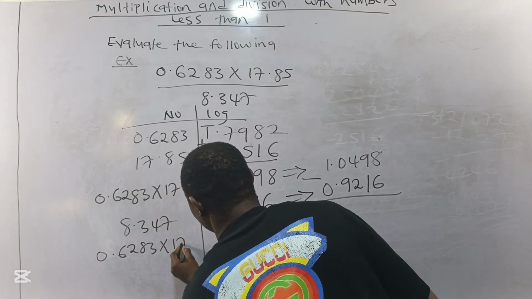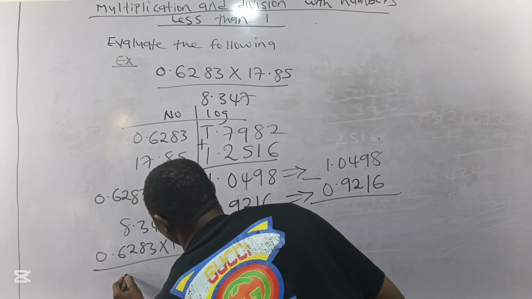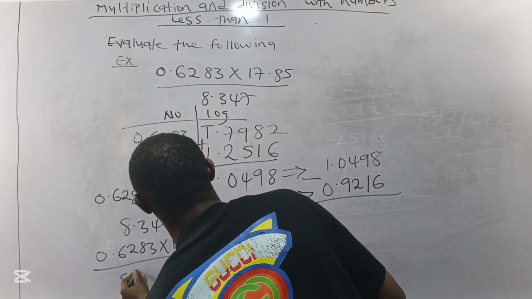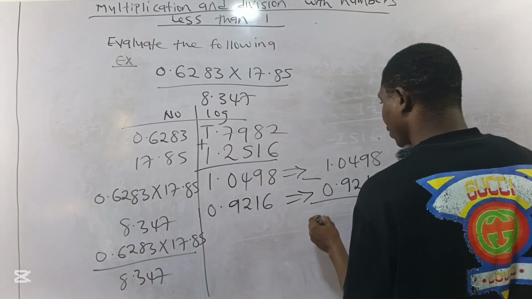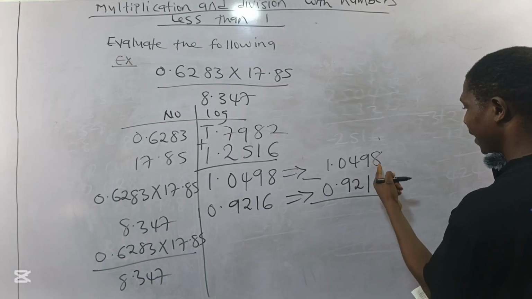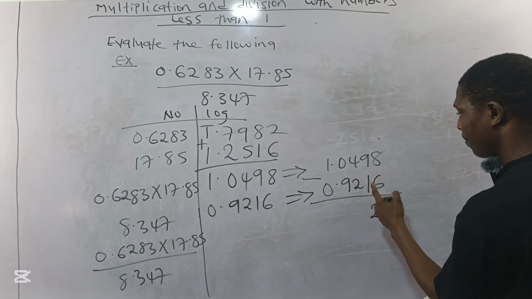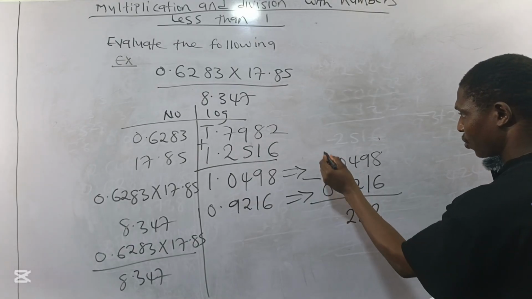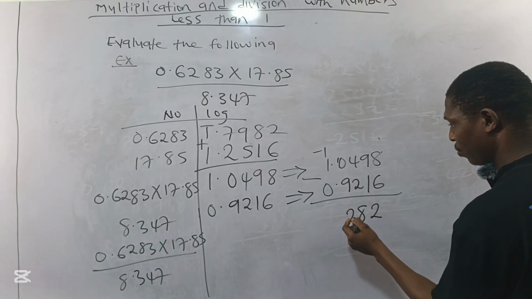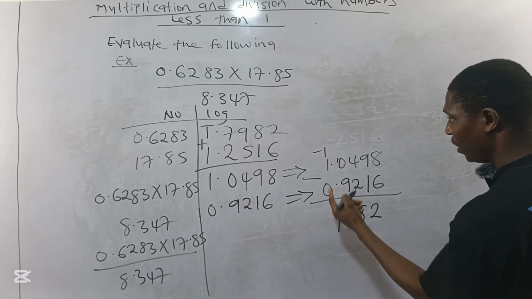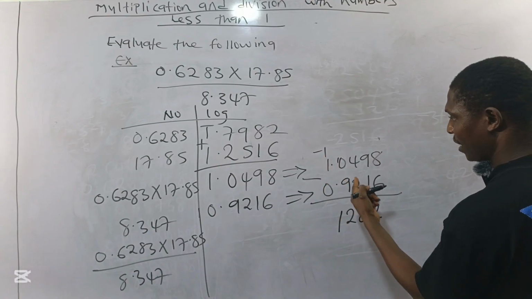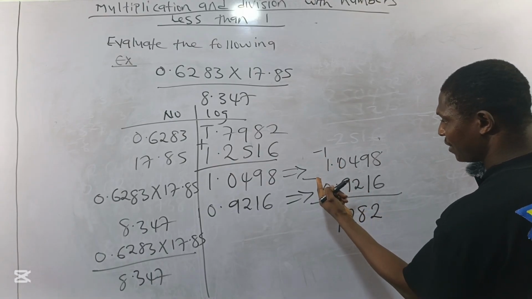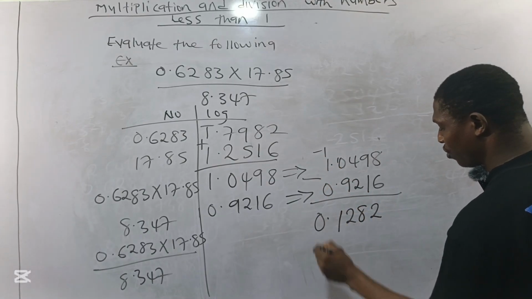So by subtraction, I will have the final expression of 0.6283 times 17.85 all over 8.347 to give me the difference between these two. 8 minus 6 is 2, 9 minus 1 is 8, 4 minus 2 is 2. This cannot, so I have minus 1. Here comes 10. 10 minus 9 is 1, and minus 1 plus 1 is 0, and 0 minus 0 is 0. So I have 0 point.